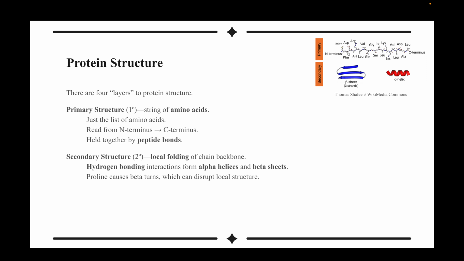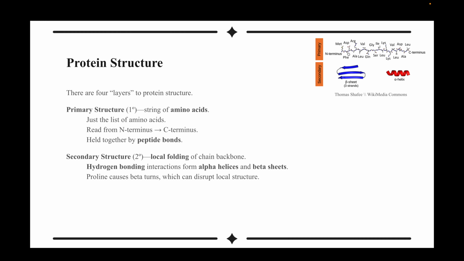Let's talk first about protein structure. There are four layers, or four ways, to describe a protein structure. The primary structure of a protein is its string of amino acids. This is just the list of amino acids which make this protein, read from N-terminus to C-terminus. Important to note, all of these amino acids are held together by peptide bonds.